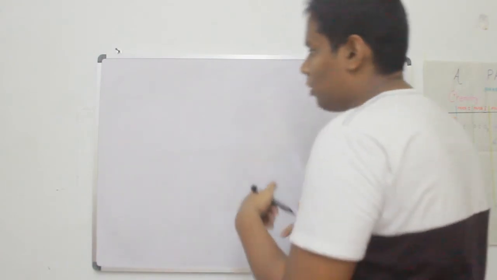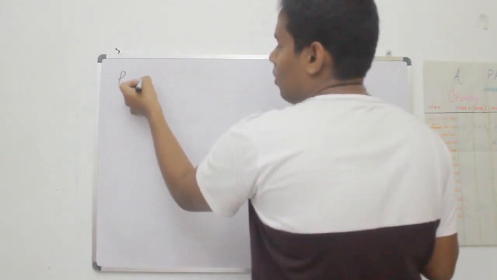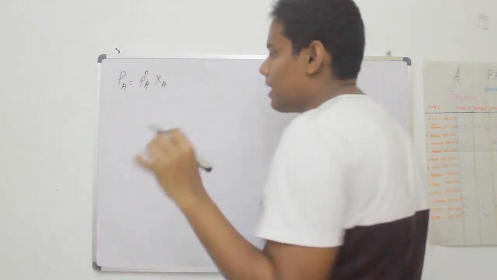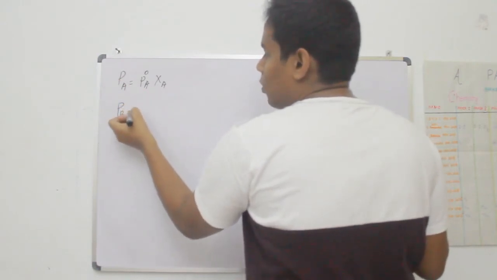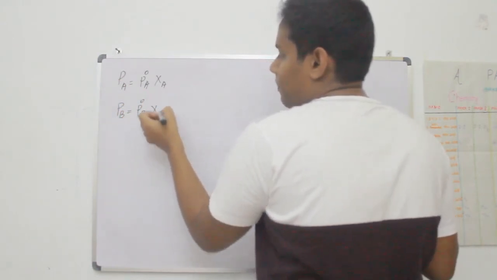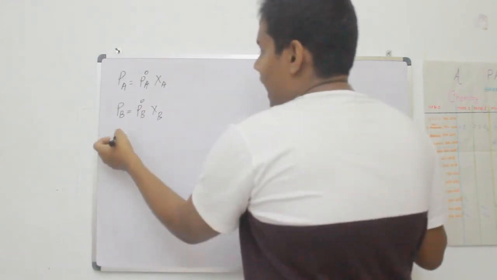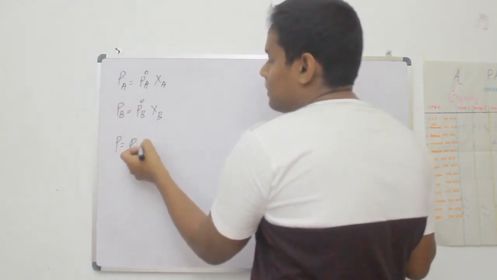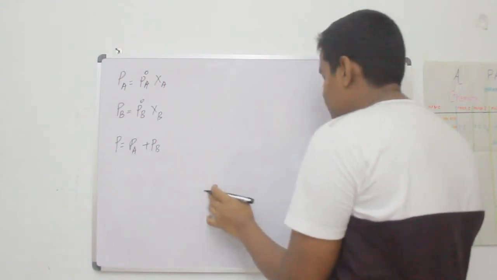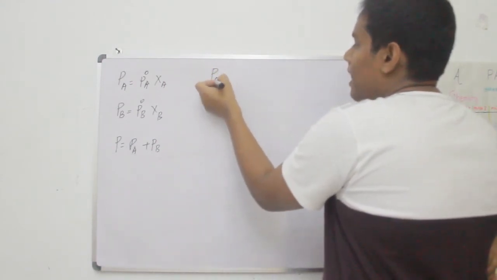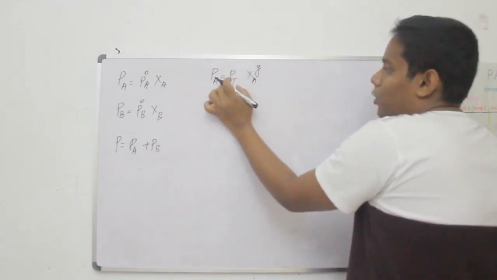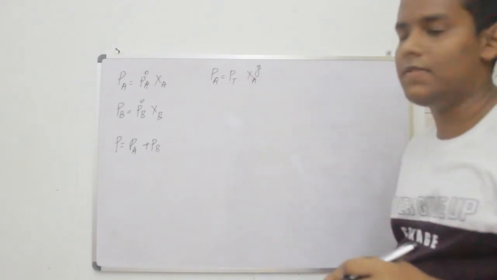Now, separately for A and B, I am going to apply Raoult's law. So, PA equals P0 A into XA. PB equals P0 B into XB. And assuming ideal behavior for the gaseous phase, P equals PA plus PB according to Dalton's law of partial pressure. And PA equals PT into XAG. Partial pressure of A equals total pressure into the mole fraction of A in the gaseous phase.